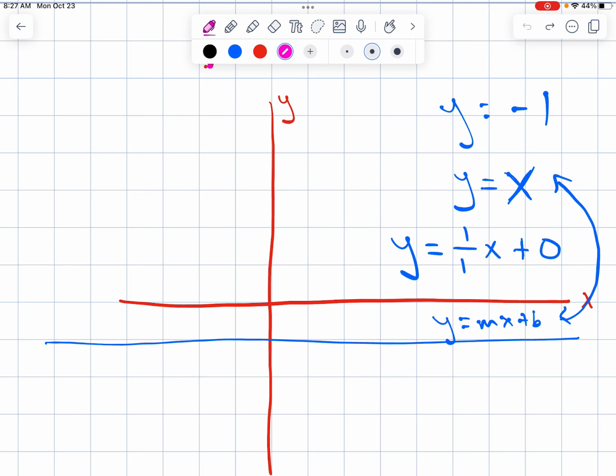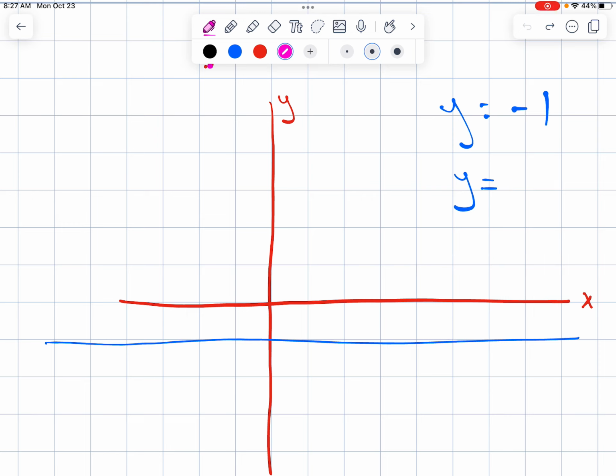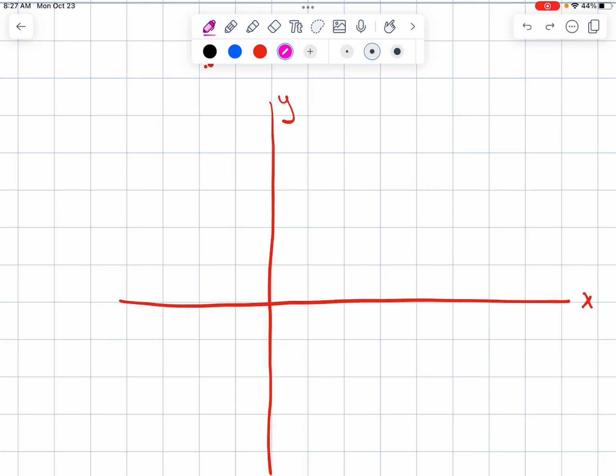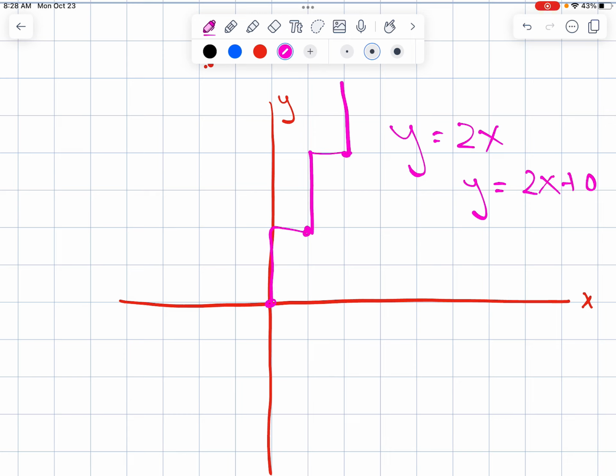Okay, so let's do this problem. What if we had to graph y equals 2x? Well, again, this is the same thing as y equals 2x plus 0. So I start at 0, up 2 over 1, up 2 over 1, up 2 over 1, and I connect those dots, and I end up with that line.